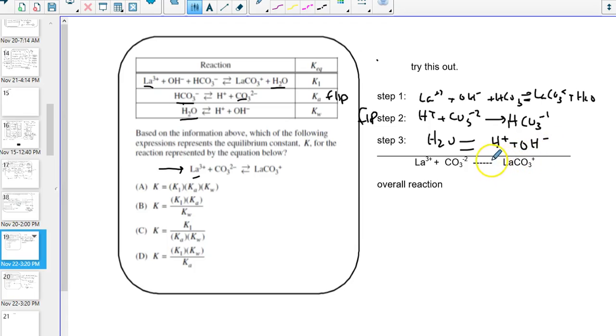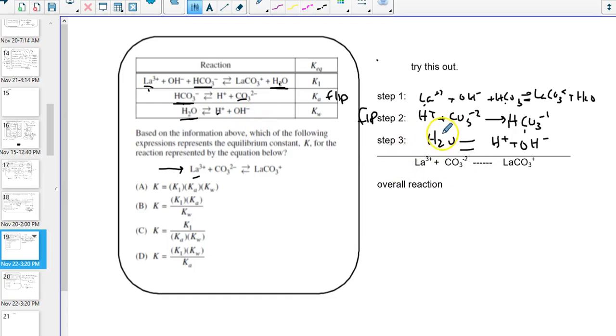Now let's look at quantities. So La, I got one La, I got one La, La 3+. One of these cancels out one of these. So they're on opposite sides now. This is going to cancel that. And then water will cancel one water. And one of these, well, everything cancels. So my numbers are good.